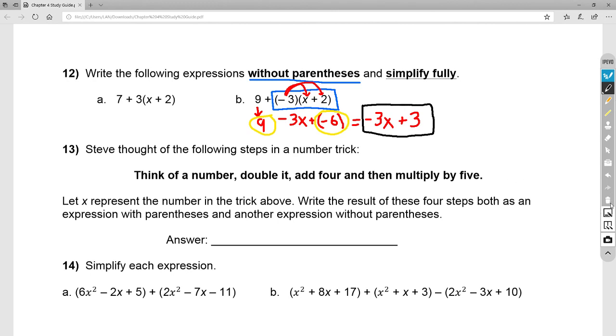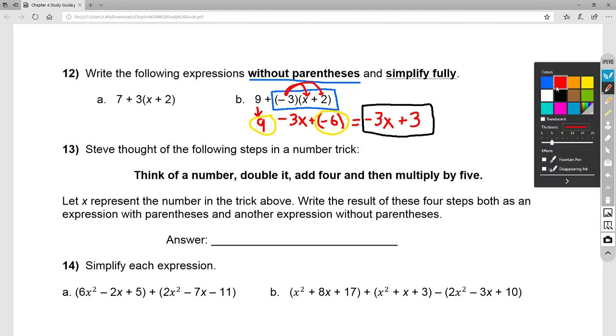Alright. So I'm going to review number 13 as well one more time. So anytime you think of a number, I don't want you to actually choose a number. You're going to use x to represent that number. Now when it says double it, double means times 2. So what we want to do with x is multiply it by 2. Now another way we can say x times 2 would be to write it as 2x, right? That means the same thing. 2x means 2 times x.